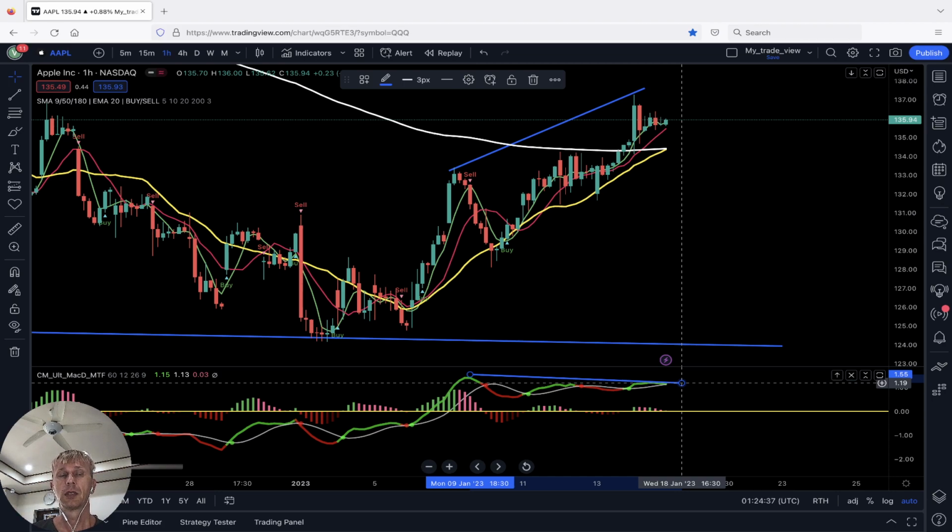Looks like Apple can change direction to bearish on 1 hour time frame. Still bullish on all time frames. Let's move to Tesla.